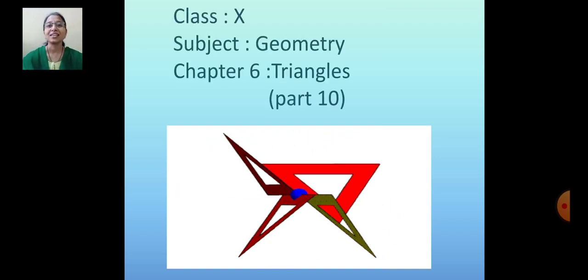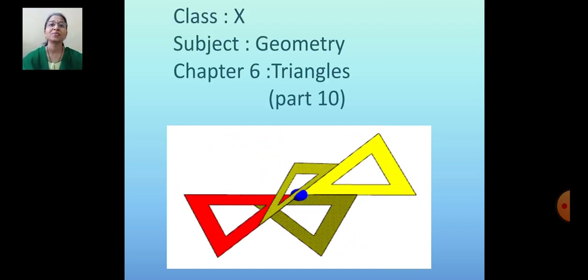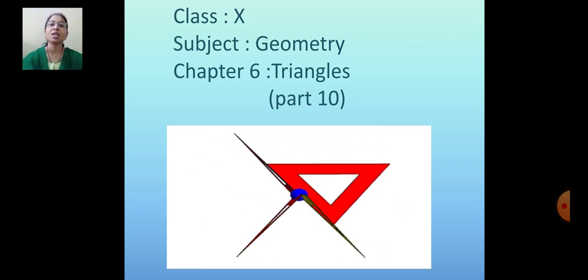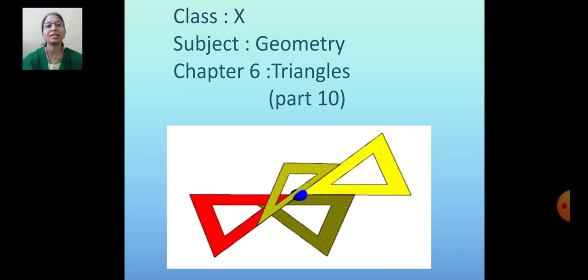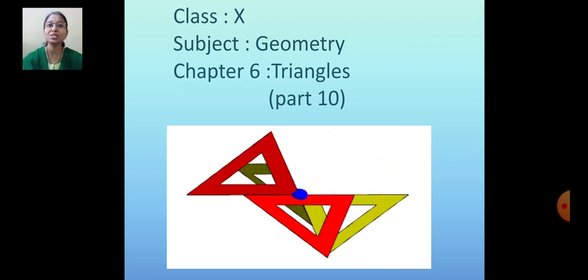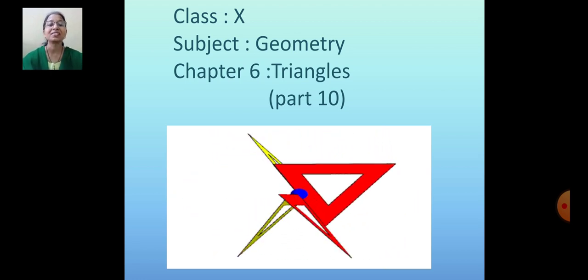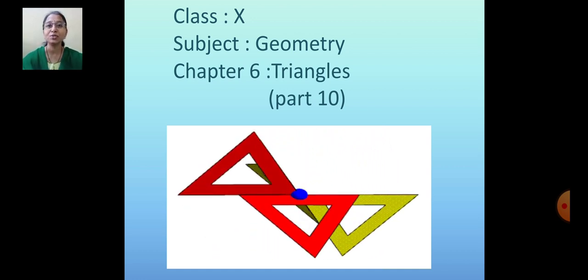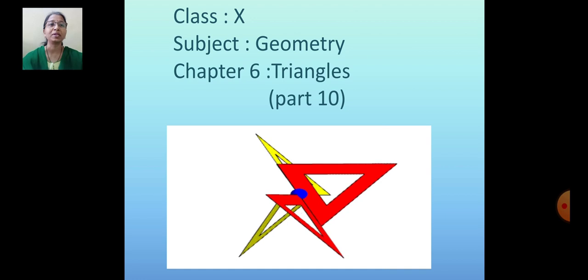Children, as I said, in today's lesson we are going to prove Pythagoras theorem. You are all very familiar with Pythagoras theorem and you have been using it since 7th standard. So today we are going to prove that by using the similarity property. So let us see.